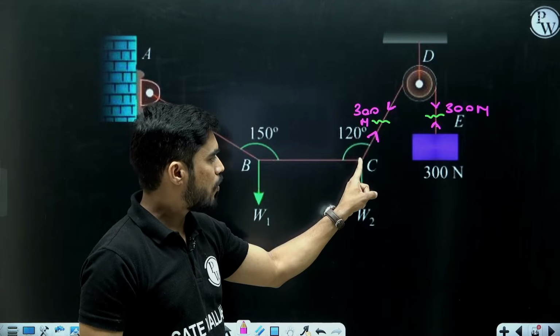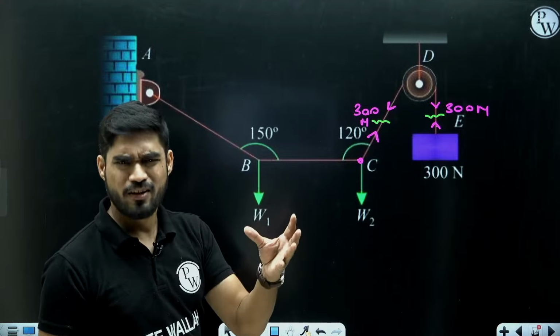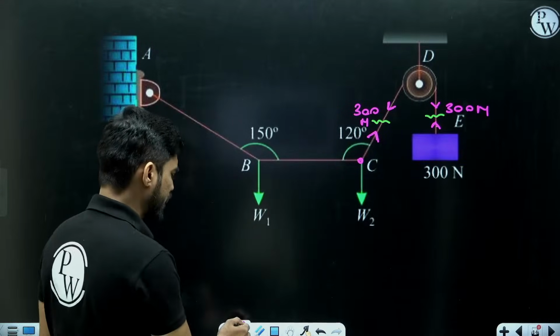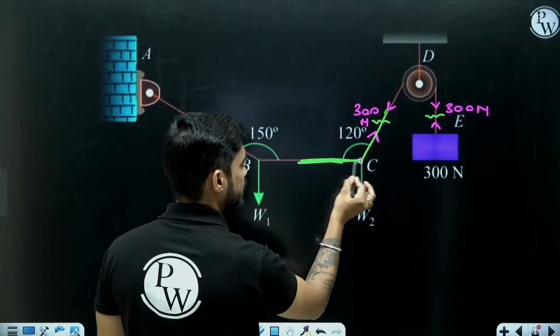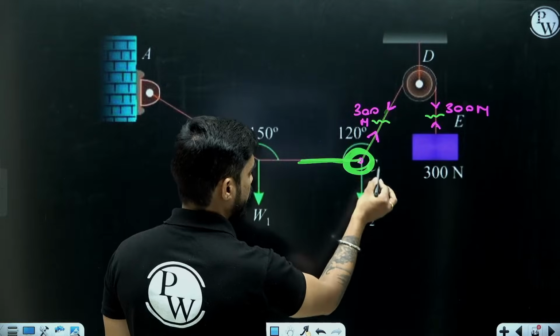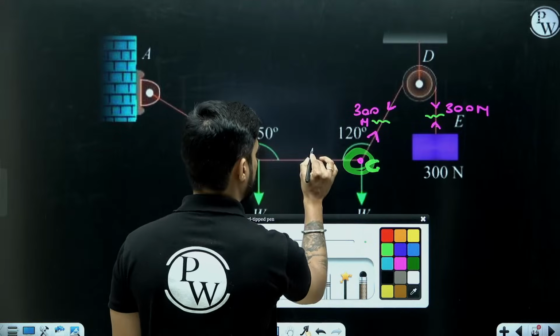Now can you draw the FBD of this joint C? C is a joint. Okay, we have tied a knot in the string. So don't think that the tension here and here will be the same, because this is now like a knot. So it will be like a joint. So draw the FBD of C. Cut it from here also.